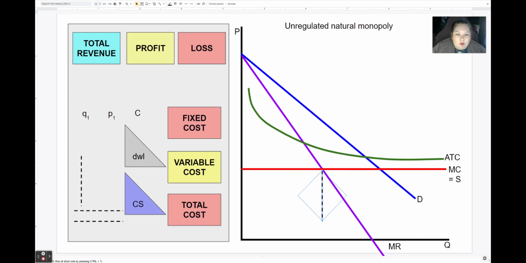So I'm going to go ahead and hold shift down to make this line go straight. I'll drag it all the way down to the quantity line there. And I'm going to grab my quantity label. Let's go ahead and stick that on there. So this isn't where they set their price though. They're going to charge people what they're willing to pay.